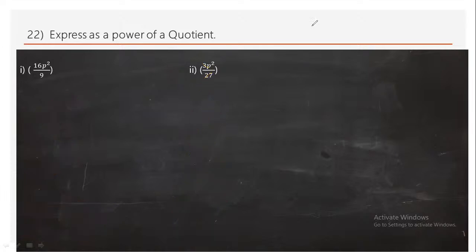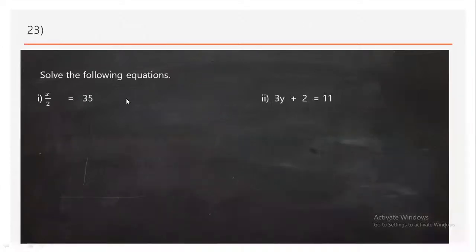Twenty-three. Solve the following equations. From equation lesson also I have included some questions because we have done several times, right? 2 times 35, x equals, borrow this 2 to other side. Here division, so it becomes multiplication. 35 into 2. X equals 70.